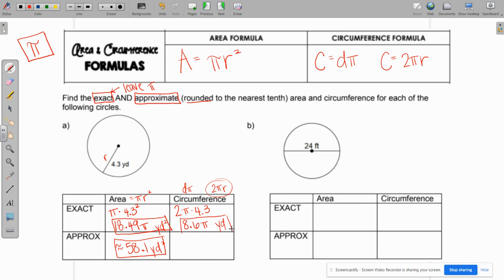And then we can use our calculator to type in 8.6 times pi, and we would get approximately 27.0 if we're rounding to the nearest tenth, 27.0 yards.